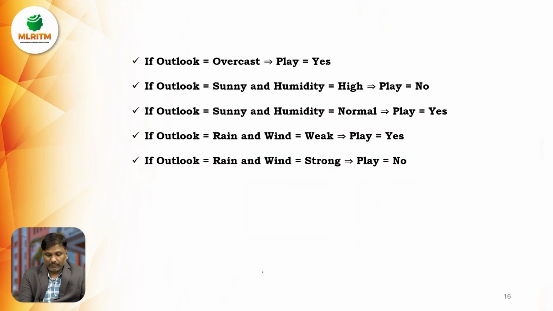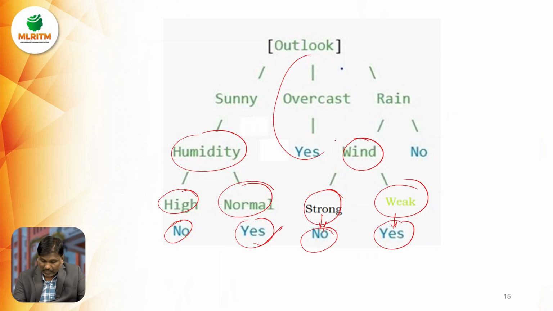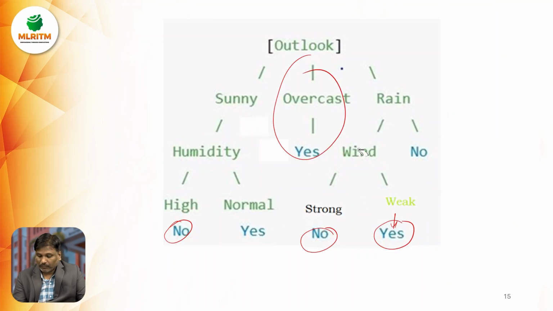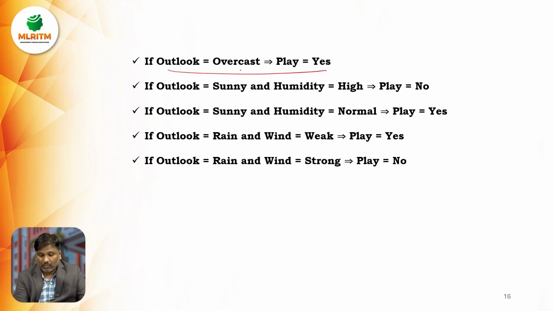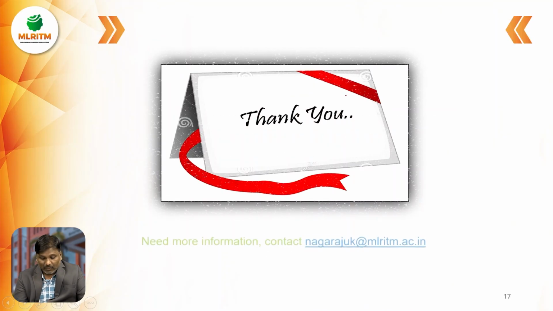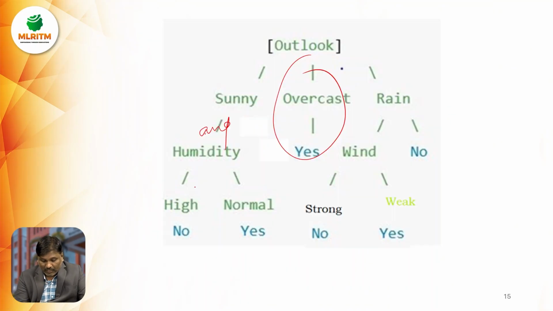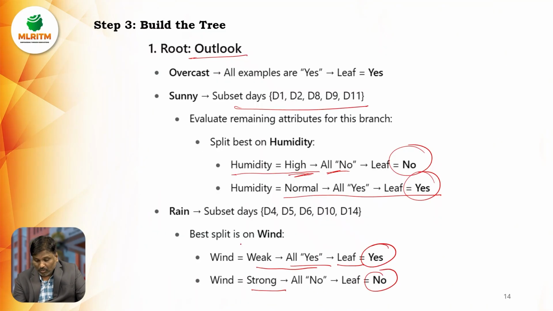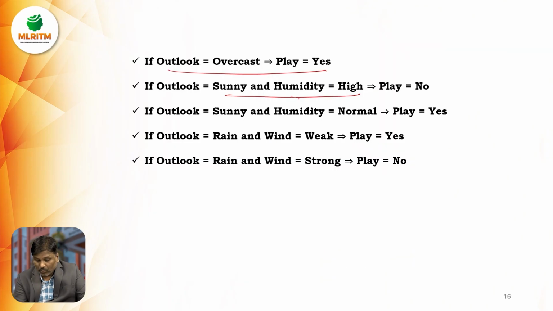Okay, so now I try to note down the values as simply outlook equals overcast. This we directly got, because out of all four we get the yes condition. So outlook equals overcast equals play yes. And next second condition, outlook equals sunny and humidity. What is the value for humidity we considered? Humidity equals high condition, play is no. Humidity equals normal, play equals yes.